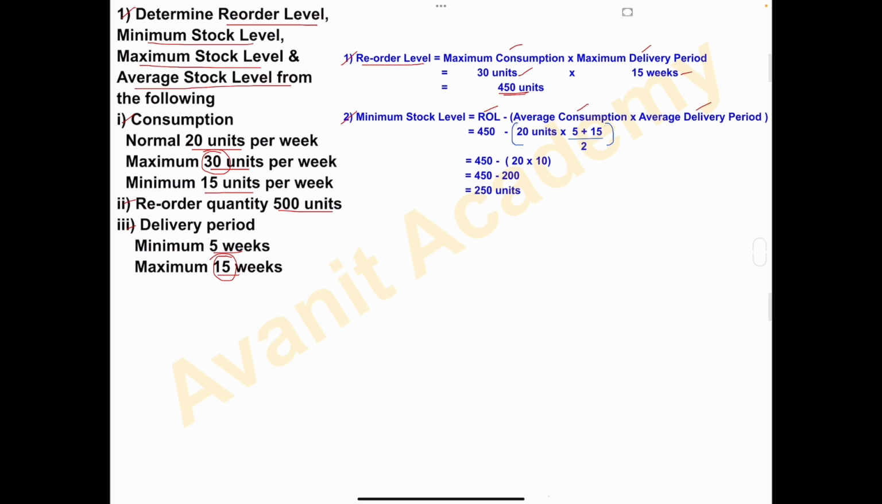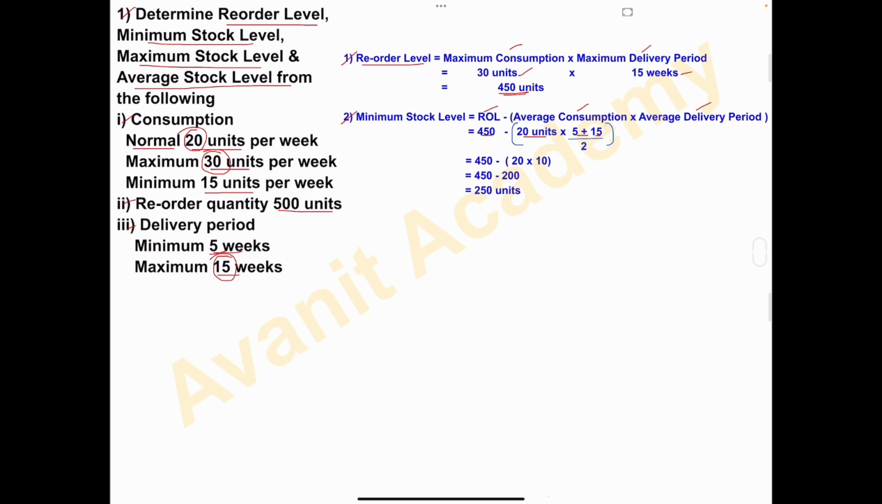ROL, just now we have calculated, 450 units. So under this ROL, write 450 minus, in bracket, average consumption 20 units into average delivery period. It is not mentioned in the problem, so how will we calculate? Take minimum delivery period plus maximum delivery period and divide it by 2. Minimum delivery period is 5 weeks plus 15, the maximum delivery period, divided by 2. Understood how we have to calculate average delivery period?